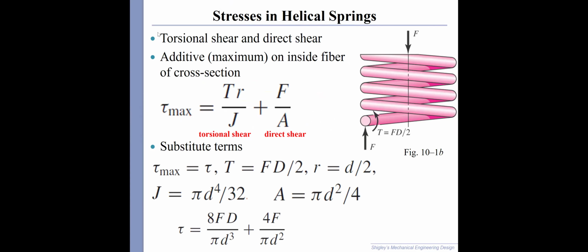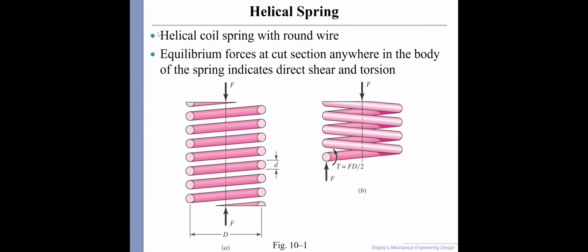Okay, so the first compression spring that we're gonna introduce is the helical spring. The helical coil spring with round wire: equilibrium of forces at cross sections anywhere in the body of the spring indicates direct shear and torsion. So the helical spring is subject to the compression force.